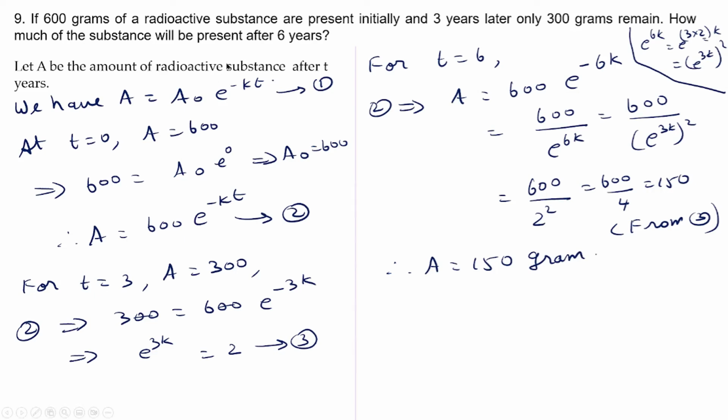How much of the substance will be present after 6 years? It is better to write like this separately at the last. The answer: 150 grams of the substance will be present.